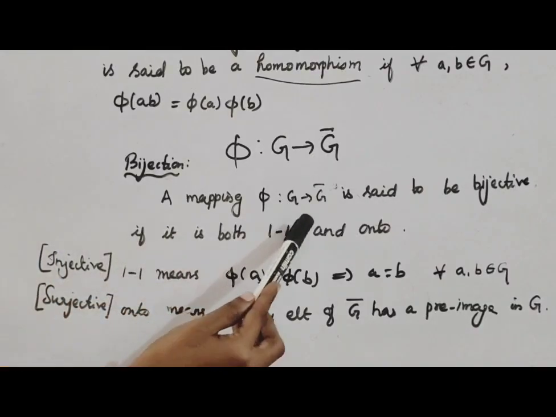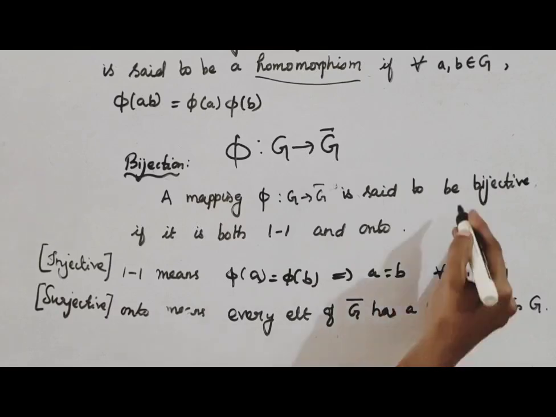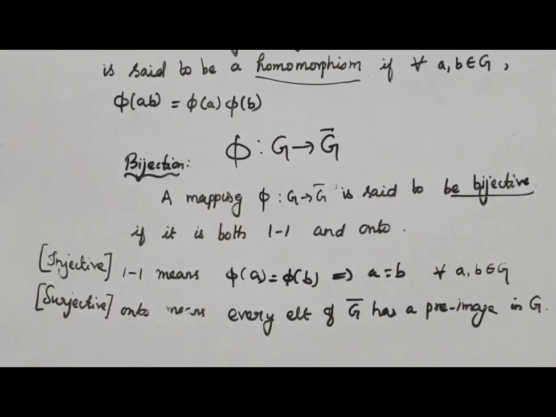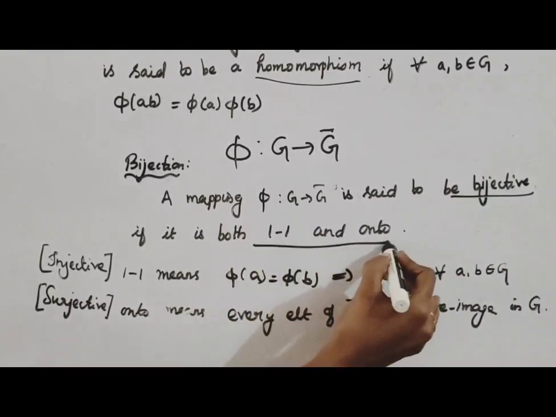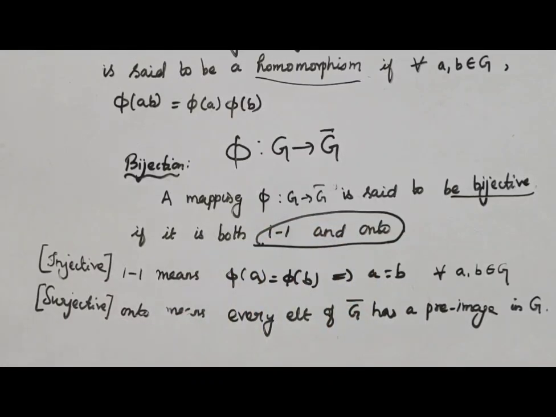A mapping phi from G to G bar is said to be bijective if it is both 1 to 1 and onto. What is meant by 1 to 1? 1 to 1 means if phi of a is equal to phi of b, then a is equal to b for all a, b belongs to G. This 1 to 1 function is also known as an injective function.